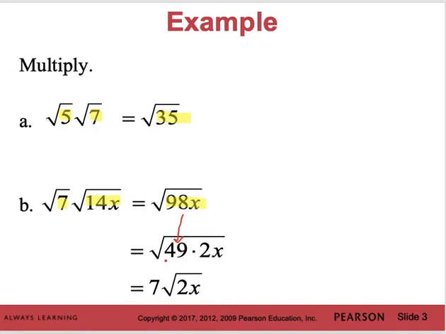7 times 7 is 49. But that 2 cannot be simplified any further. That 2x stays together under our radical. So 7 times the quantity, 2x square rooted, would be our final answer.